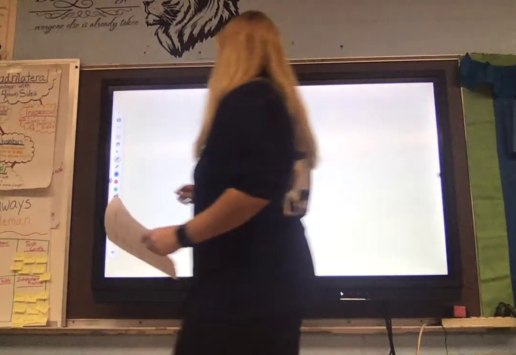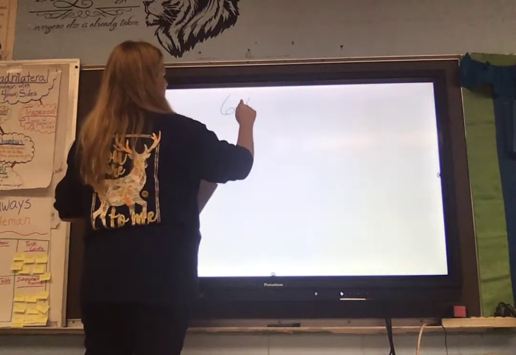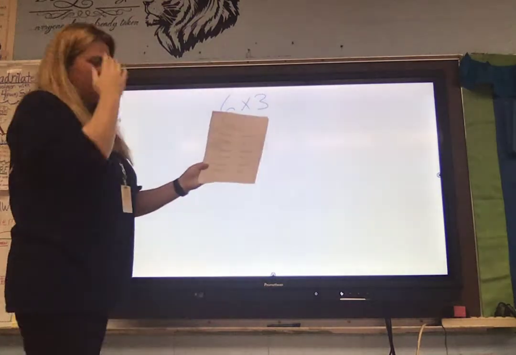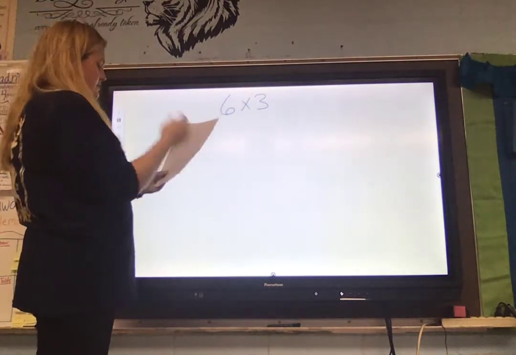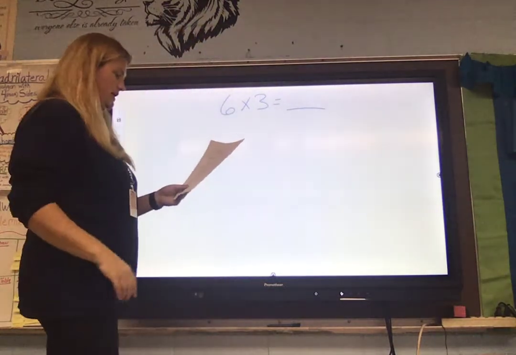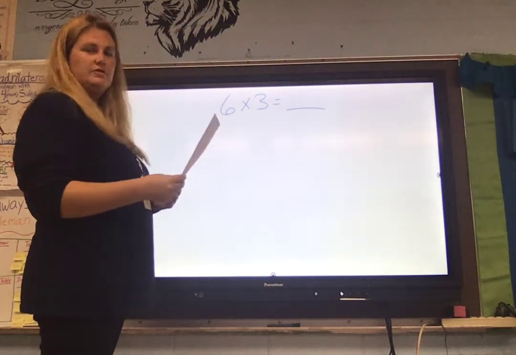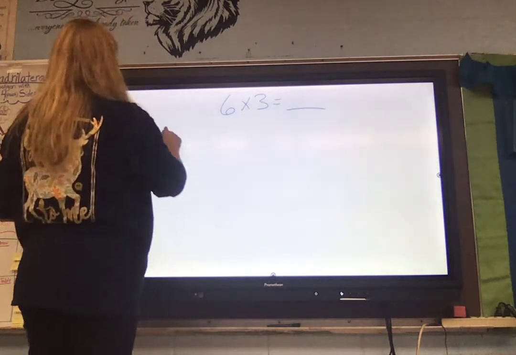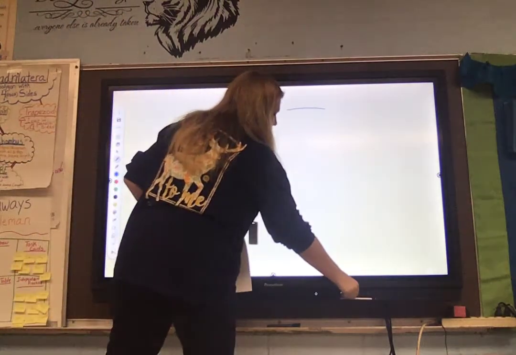So I'm going to do 6 times 3. This is number 3 on their homework sheet. It's going to ask them to answer that, and to do their answers, they're going to be asked to do 4 of the strategies that we've been learning for multiplication. The first one is your equal groups.